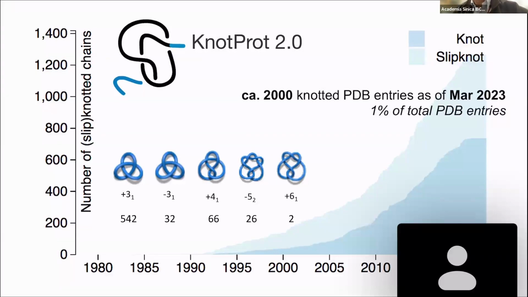It means that in nature, there is a significant portion of the protein topology that is knotted. And there are different types of knots, from 3-1 knot, 4-1 knot, 5-2 knot, up to 6-1 knot.